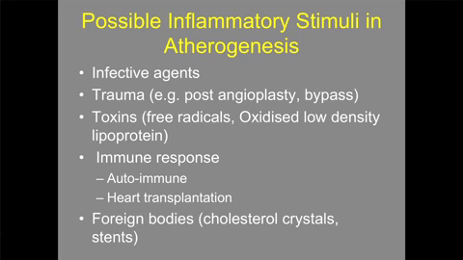Where does inflammation come from? It comes from infective agents. So within the plaque, and it's been demonstrated, I'll show you in a minute, there are microorganisms within plaque. Now, the question is whether they're etiological or in any way involved or just innocent bystanders.